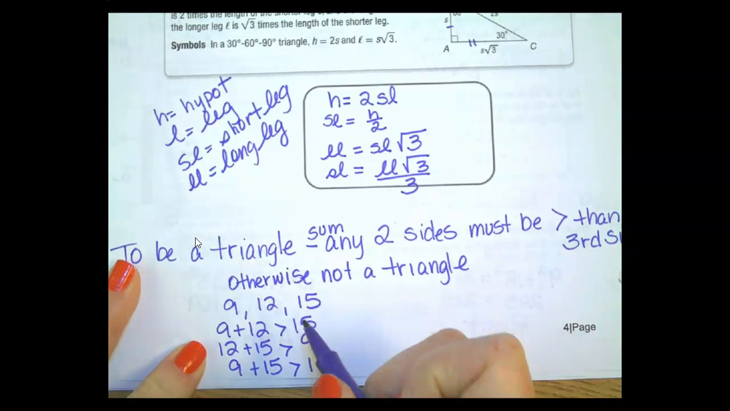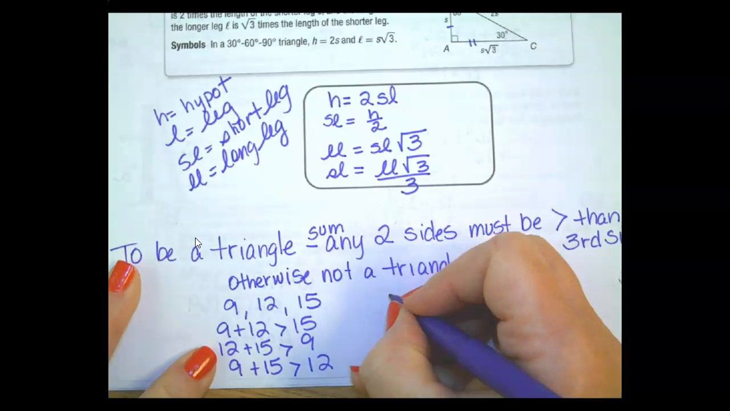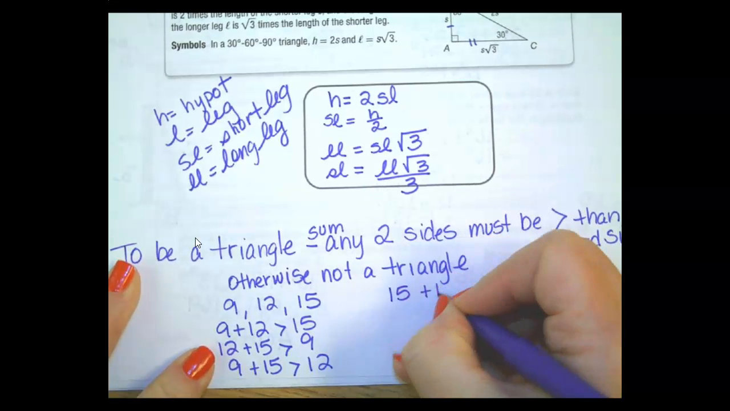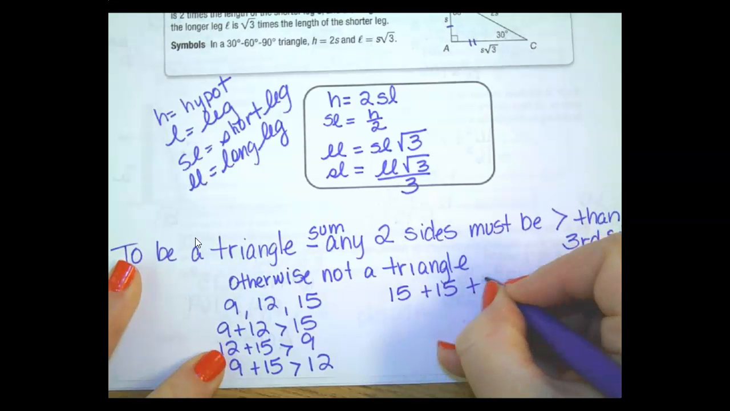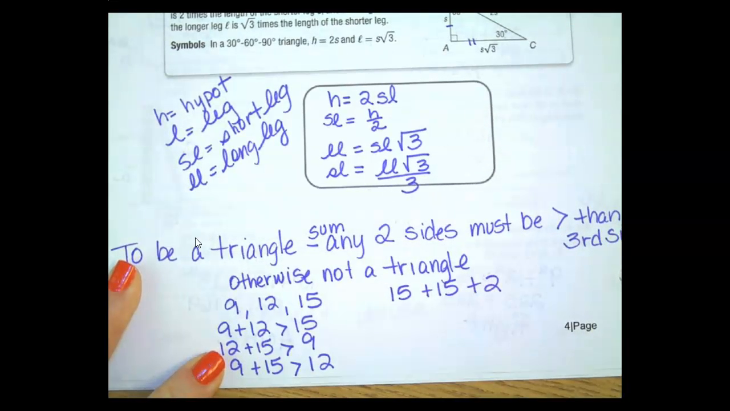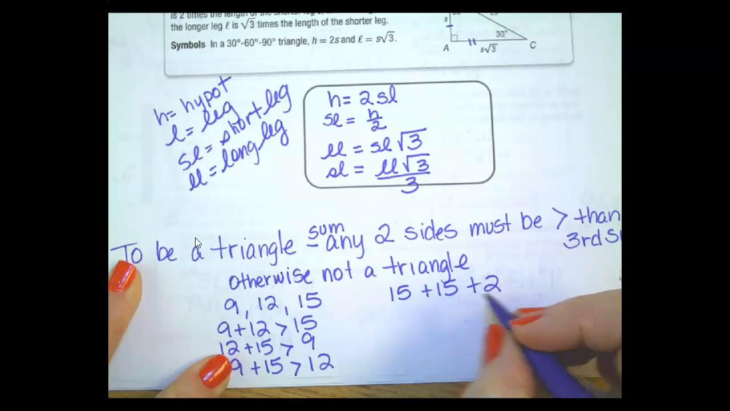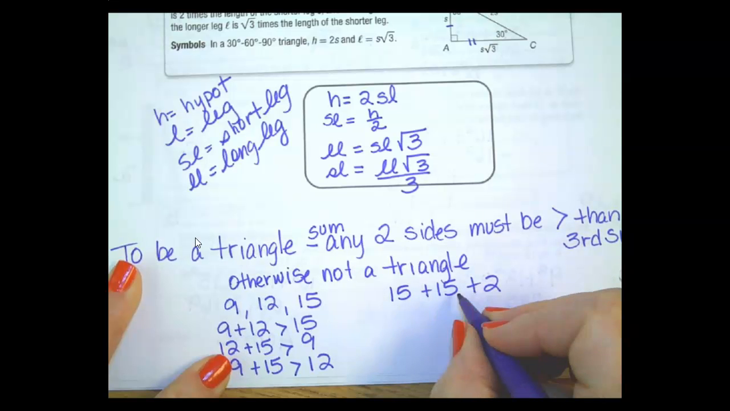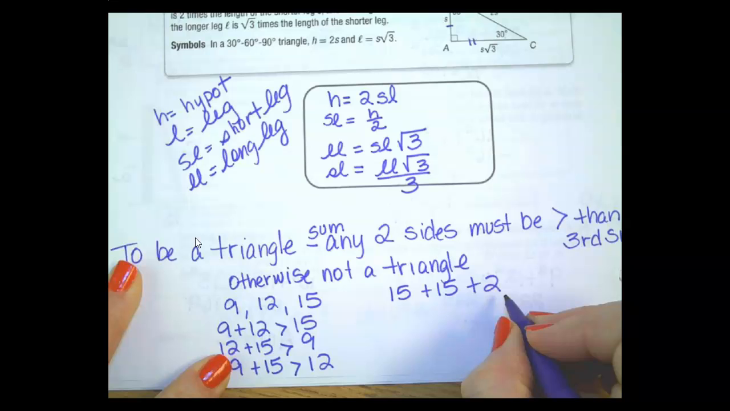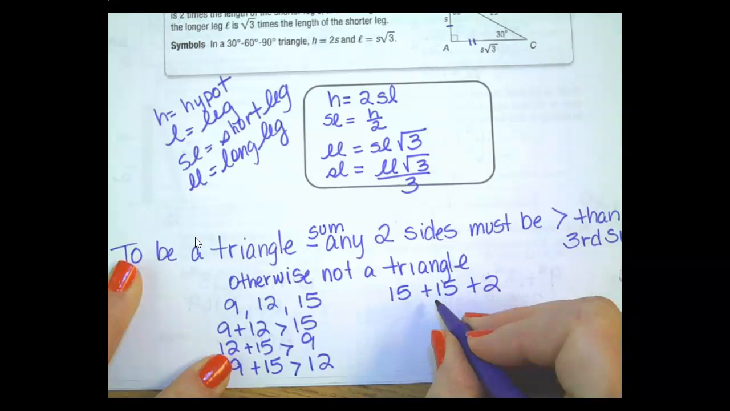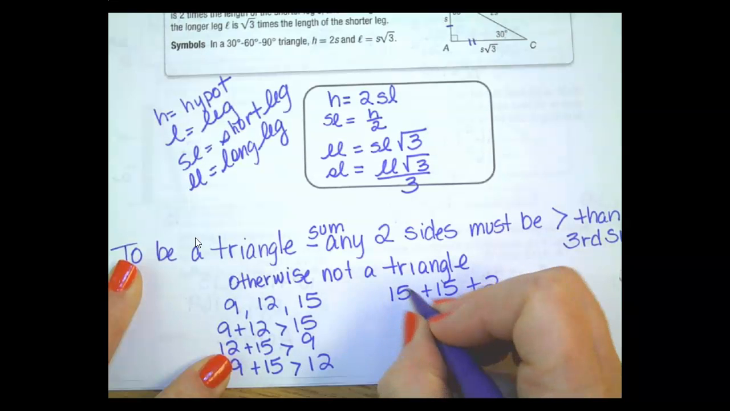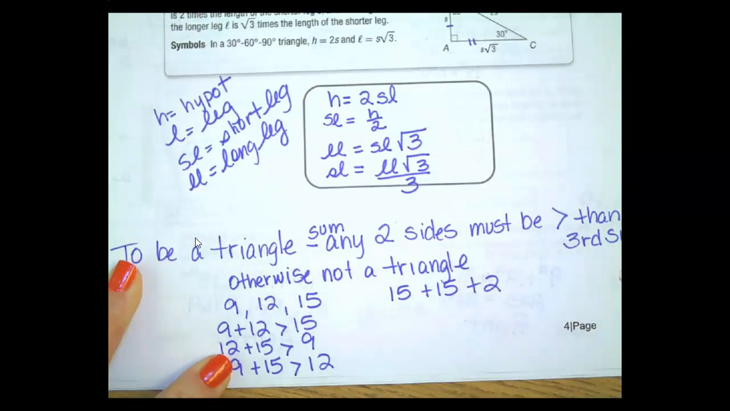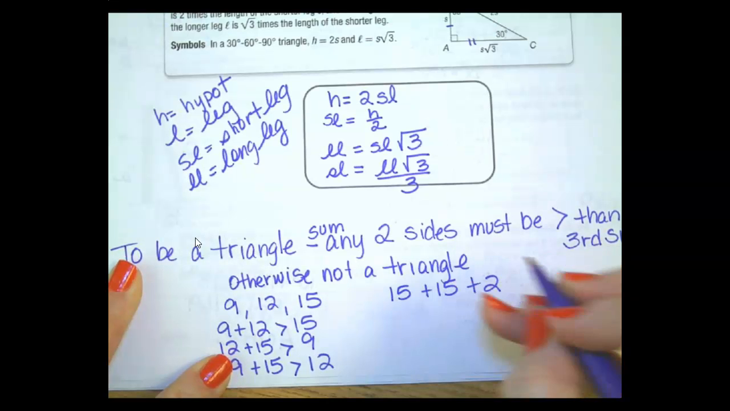So if I had, for example, let's do 15 plus 15, I'm just making this up, plus 2. Can that make up a triangle? So, is it true? Yep, I need to make this 15, 15. 15 plus 2 is 17, which is greater than 15. I need to have something that's not a triangle.